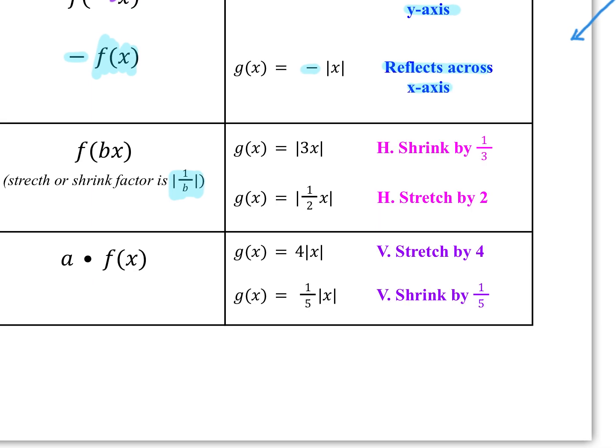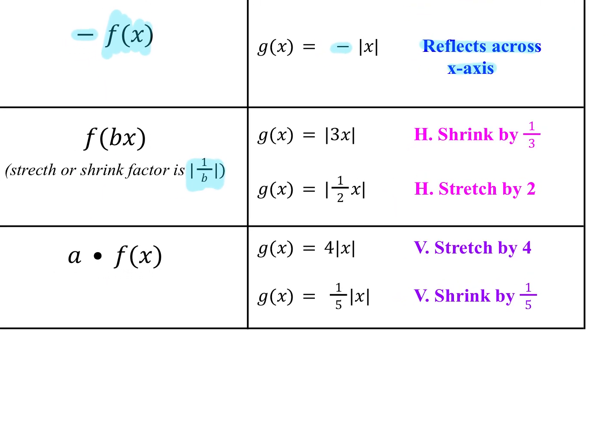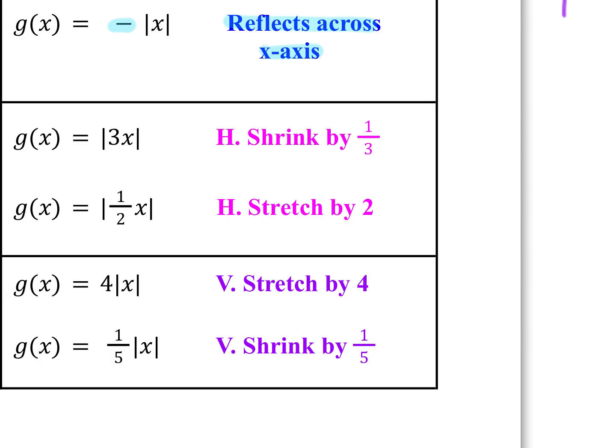So let's look at some examples in here. You are given g of x is equal to the absolute value of 3x. Remember earlier that I told you to hold on to this; that's going to be your shrink or stretch factor. So let's look at this g of x. What is the value of our b in here? In this case, b is equal to 3, right? So if I put that in our shrink or stretch factor 1 over b, this is going to be 1 over 3. Now 1 over 3 means it's shrinking by a factor of 1/3.